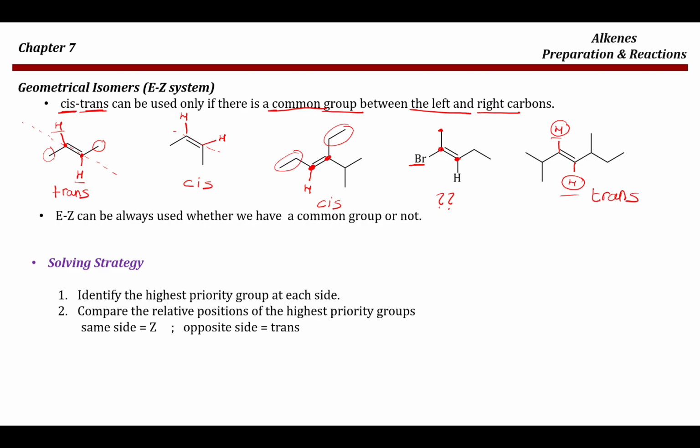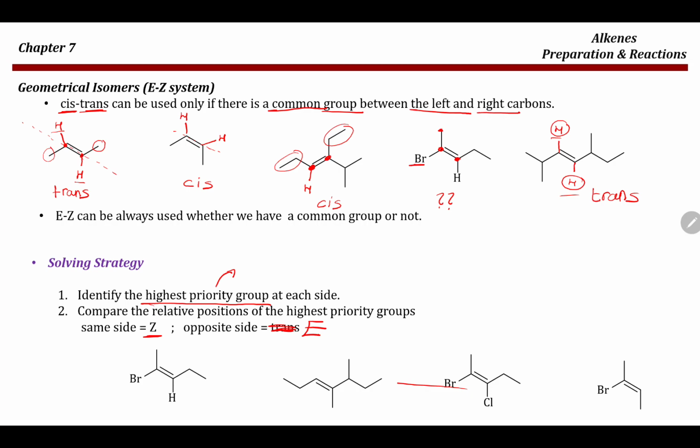Now, how do we know if the compound is E or Z? Step one, identify the highest priority group. This is based on the priority group rules which we learned in the stereochemistry chapter. So at each carbon, we have to identify the highest priority group. And the second step, you have to compare the relative positions of these two highest priority groups. Are they on the same side or opposite sides? If they are on the same side, then the compound will have Z geometry. If they are at opposite sides, then the compound will have an E geometry.